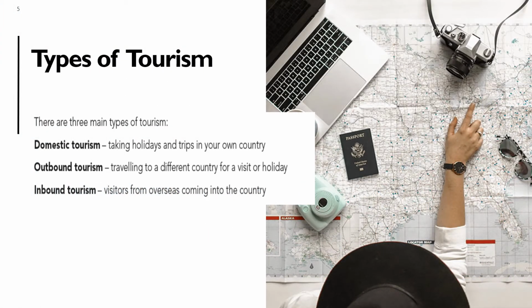Now let's go to the types of tourism. There are three main types of tourism: domestic tourism, incoming or inbound tourism, and outbound tourism. The first is domestic tourism. This is when people take holidays, short breaks, and day trips in their own country.